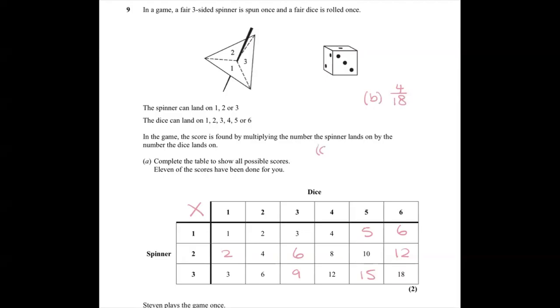Now for part C, we've got Adam and Carmen playing the game. Adam gets a prize if his score is 5 or less. Carmen, if it's a multiple of 6. And Carmen says the game's unfair because Adam is more likely to get a prize. So we've got to work out if that's true or not. So Adam is a score of 5 or less.